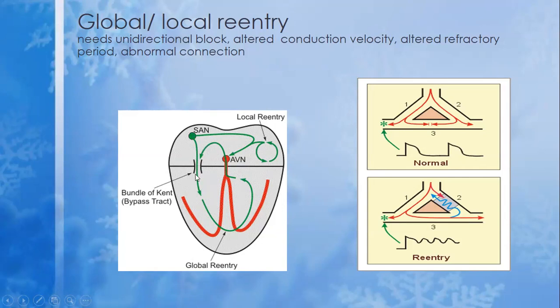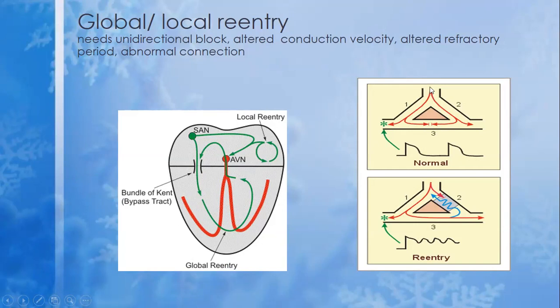Similarly, if there is an accessory bundle of Kent bypass tract, from the SA node, it is normally conducted to the AV node, but from the SA node through the bypass tract, it is again conducted here. So both these two together can produce the cardiac arrhythmia. In this case, here is the local reentry phenomenon.